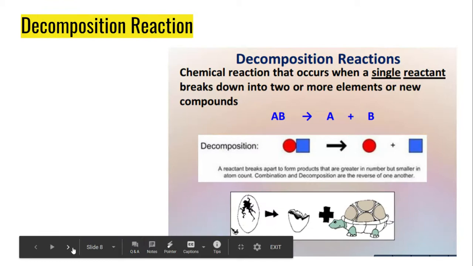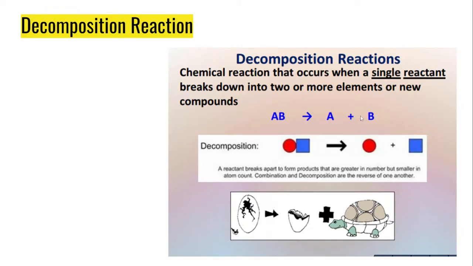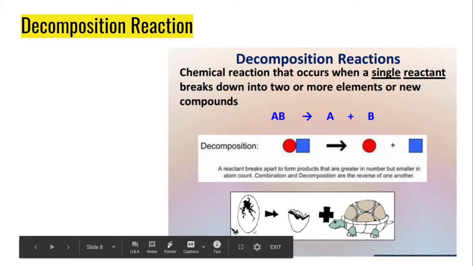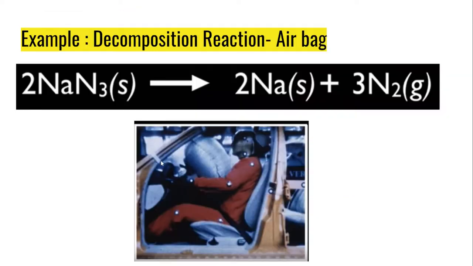products. So you can have AB becoming A plus B. In a decomposition reaction, a reactant breaks apart to form products that are greater in number but smaller in atom count. Combination and decomposition are the reverse of one another. So synthesis is the opposite of decomposition. If you see here, you have an eggshell and a tortoise that comes out of a full egg. So decomposing is breaking apart.